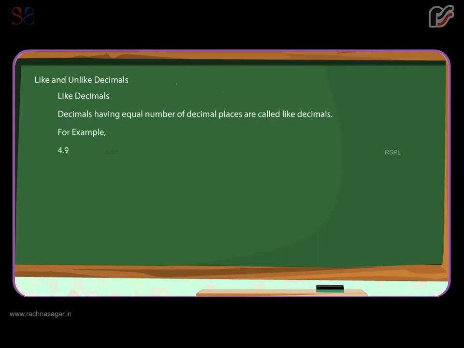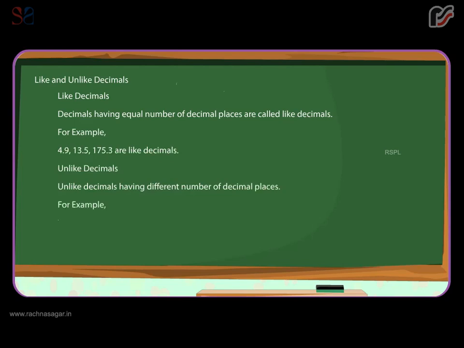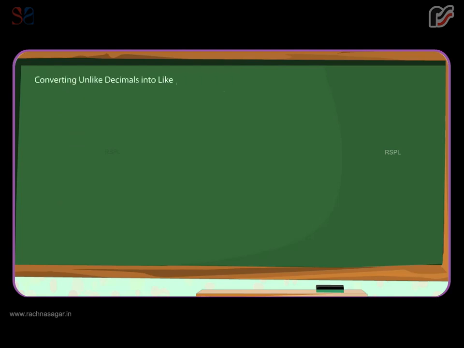For example, 4.9, 13.5, 175.3 are like decimals. Unlike decimals have a different number of decimal places. For example, 7.8, 15.09, 1.789, 34.000 are unlike decimals. Converting unlike decimals into like decimals: to convert unlike decimals into like decimals, add as many zeros as needed to make them equivalent decimals.